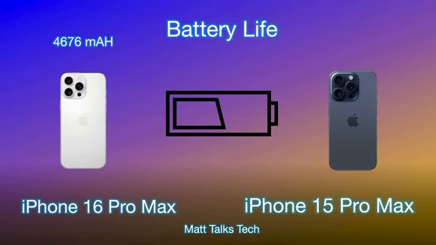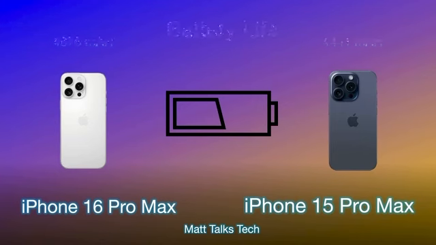But for the actual physical battery inside of it, there are some differences here too. We actually got a slightly bigger battery now. We've got a 4,676 milliamp-hour battery in the iPhone 16 Pro Max compared to the iPhone 15 Pro Max, which has the 4,441 milliamp-hour battery, but still not a 5,000 milliamp-hour battery just yet.